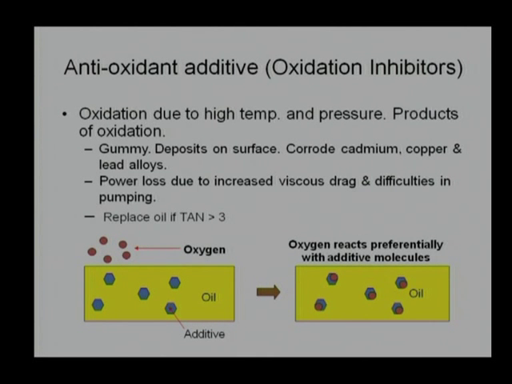We try to find out the parameters, whether elements have depleted or desirable properties have depleted, and that one check is the TAN number. A TAN number more than 3 means it does not have antioxidant additives, it is ready to oxidize, and it is going to increase the viscosity of oil. It is better you replace it with a new oil, or you need to recondition that oil.